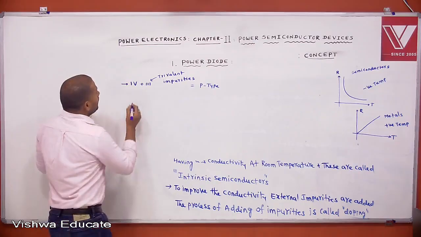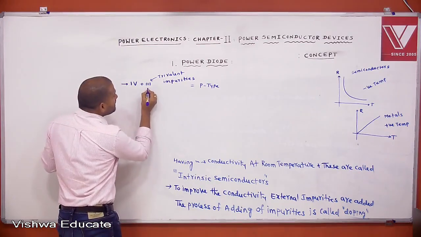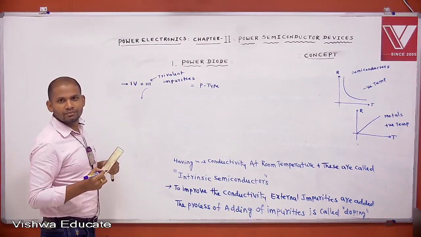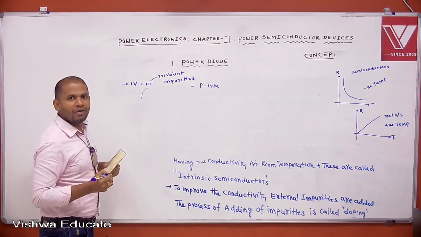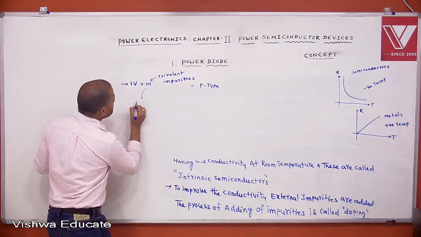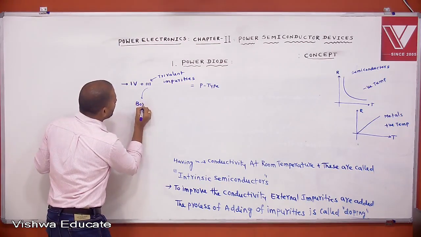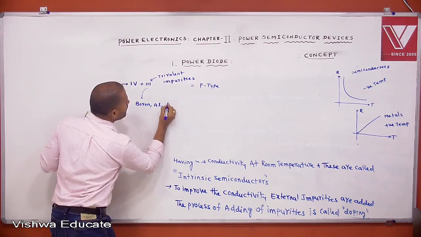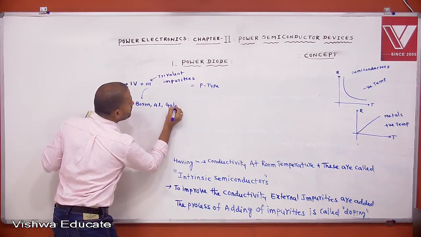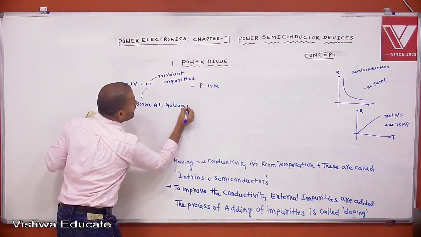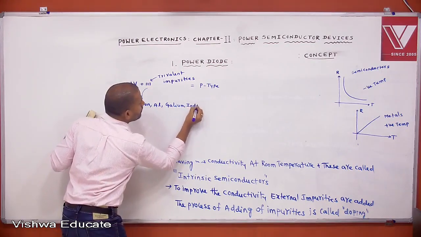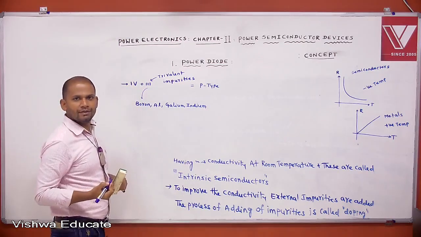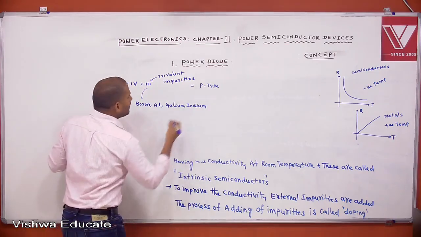Okay. Then which are the trivalent impurities? One is boron, aluminium, gallium, indium. All these are trivalent impurities. Then it becomes a p-type semiconductor.